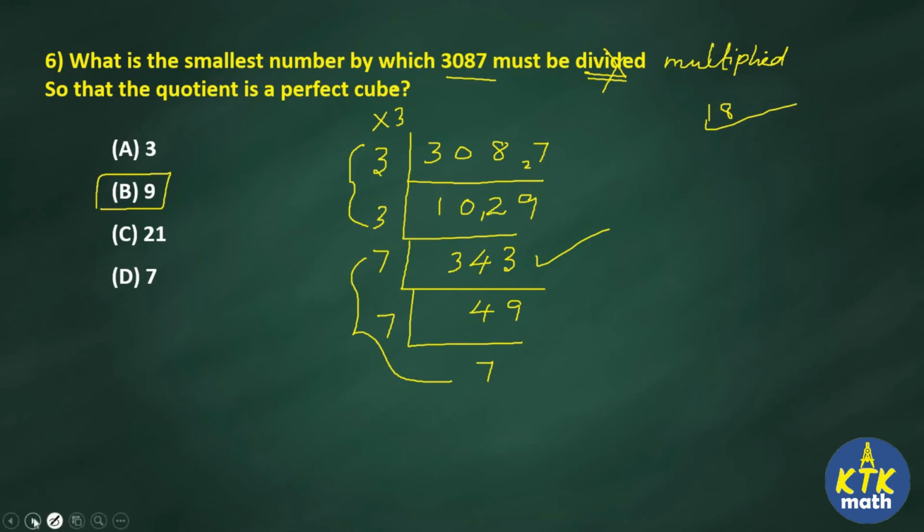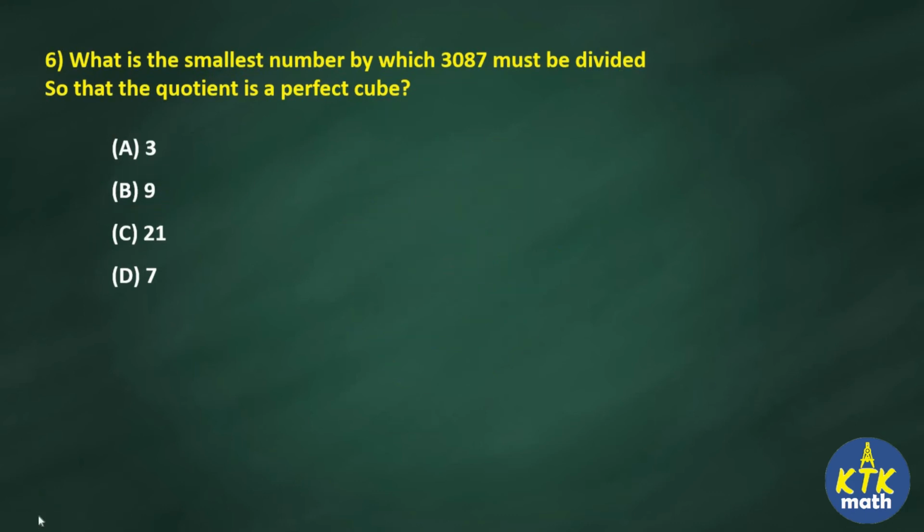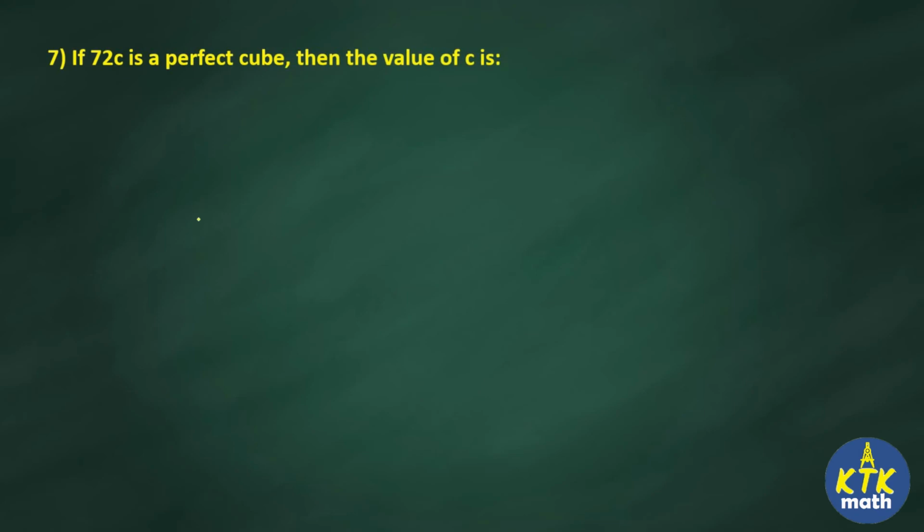Okay, we'll go to the next question. If 7C is a perfect cube, then the value of C. It's a very simple question. It's going to be digit-wise only. So we are going to consider this C as a digit.